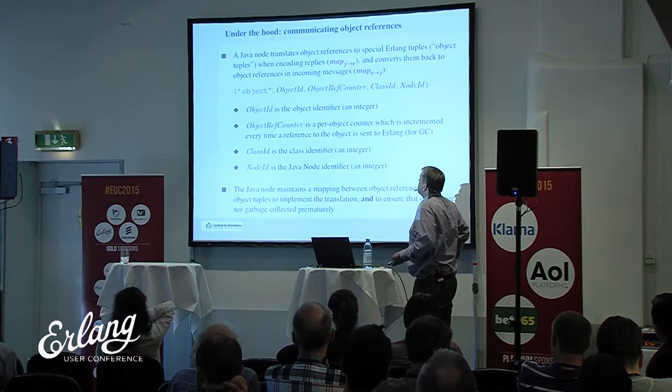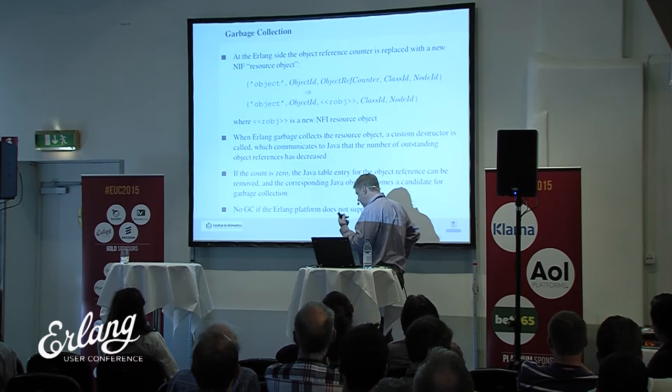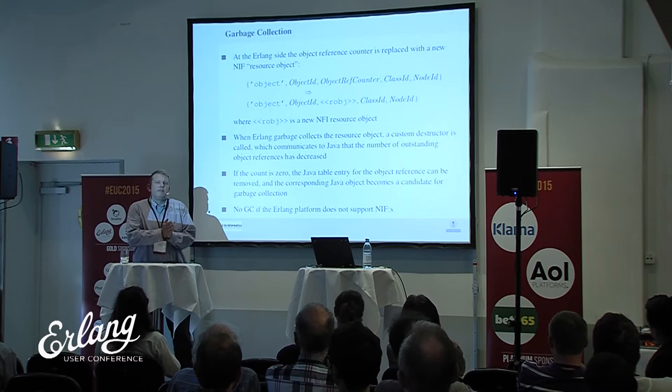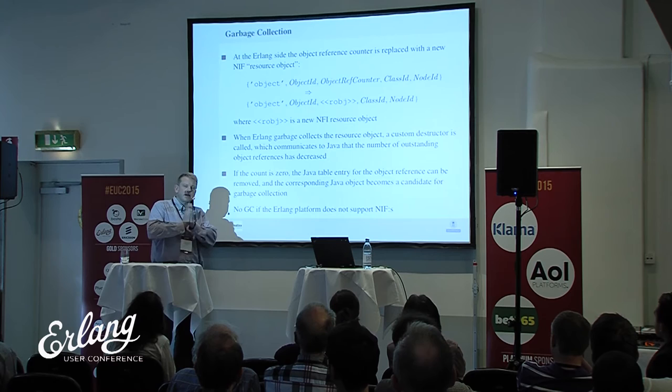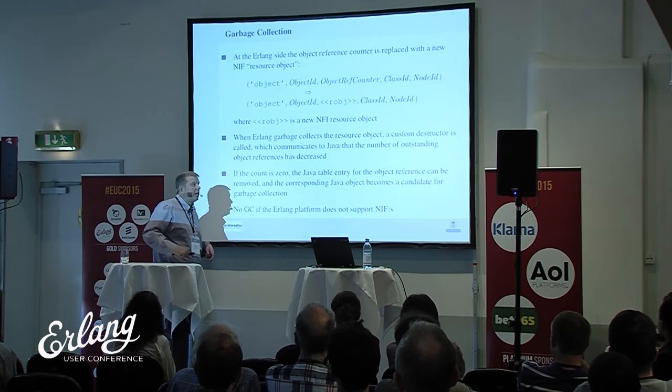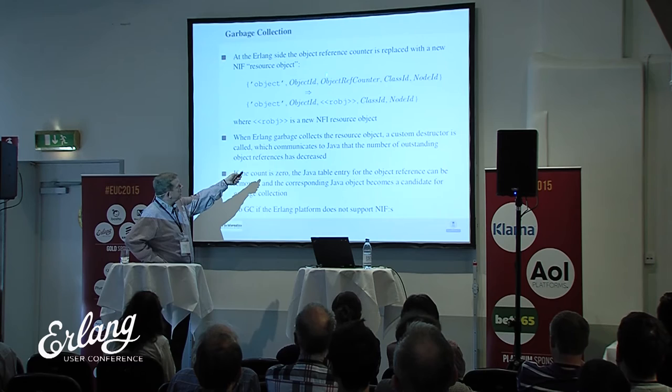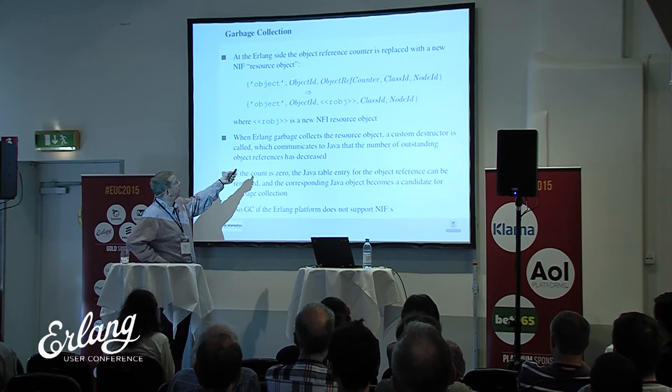So, garbage collection. How is that done? This is one of the interesting things that has become possible to do lately in Erlang. I think 5 years ago, it wasn't really possible to do something like that. And it's the introduction of the Erlang foreign function interface, the NIFs, that has made this possible. So when the representation in Erlang of an object reference comes from Java to the Erlang side, it comes in like an object like that. We saw a tuple with four elements.